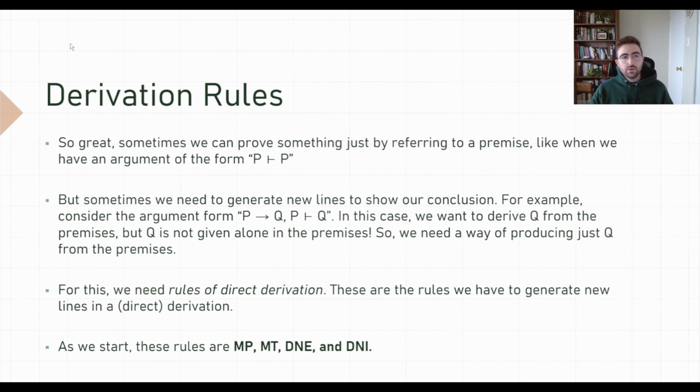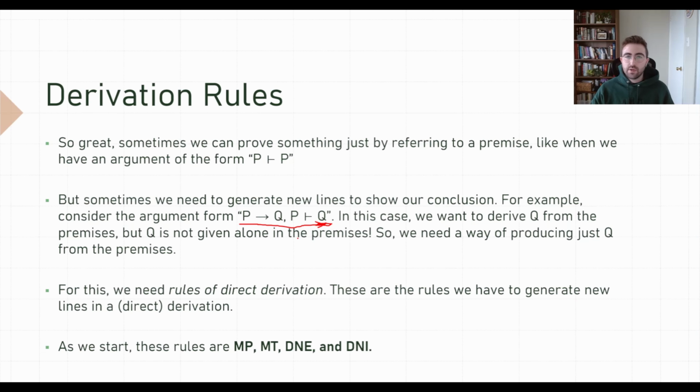Okay, so we have just been able to prove something where the conclusion is just given in the premises, right? We wanted to show P and we already had P in the premise. So that's great. But sometimes we need to generate new lines to show our conclusion. So for example, we can go back to this argument that we were considering earlier, right? We have this argument form here that we looked at a bit earlier, where the premises are if P then Q and P. And the conclusion that we want to show is just Q on its own. So you'll notice in this case, in the premises, we don't have just Q on its own, and we want to show just Q on its own.